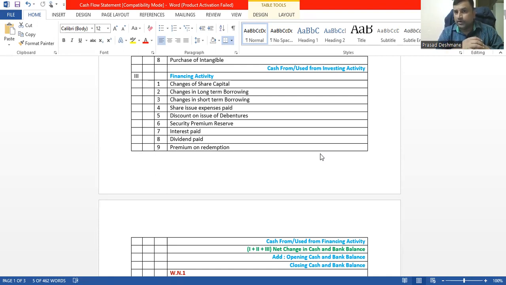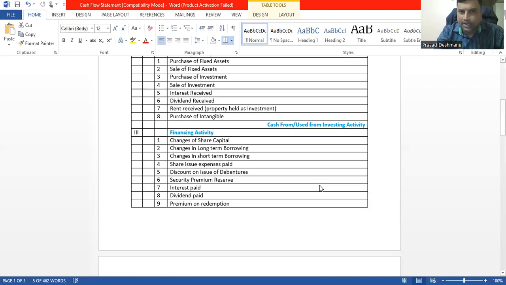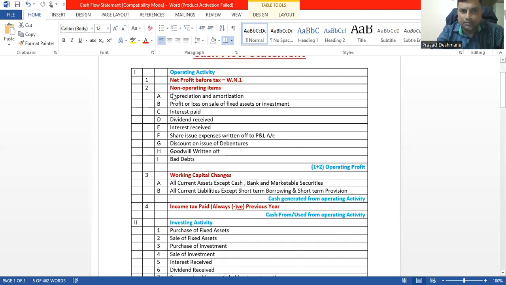Premium on redemption. What is premium on redemption? We have done the debenture chapters. That time we pay some extra money while redeeming the debentures. When we are paying extra money, that is also part of financing activity because it's connected to debentures. Correct? So these are the items that generally appear in the cash flow statement. There are n number of items, but if you see the sums, these generally appear in the balance sheet or the cash flow statement. That's why I made just 9 financing, 8 investing, and 7, 8 non-operating items. These are the most common.